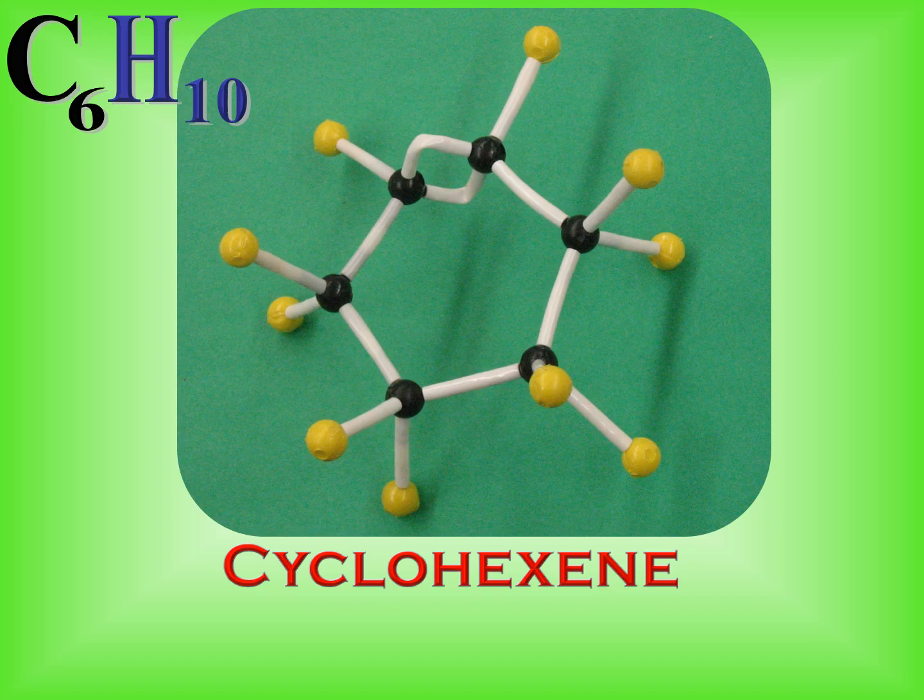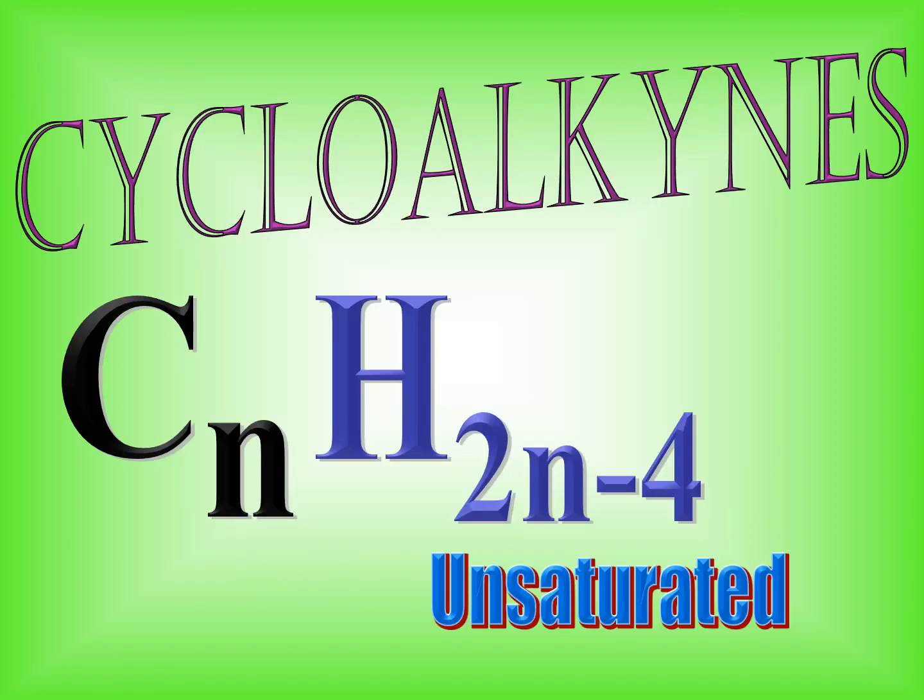And the last one we're going to look at is cyclohexene, which of course, same thing goes. It's like a hexagon, but not a perfect hexagon. And it's C6H10, unsaturated. Now, let us come to the cycloalkynes, which have a formula CnH2n minus 4, obviously very unsaturated. This is a formula we just haven't seen before.